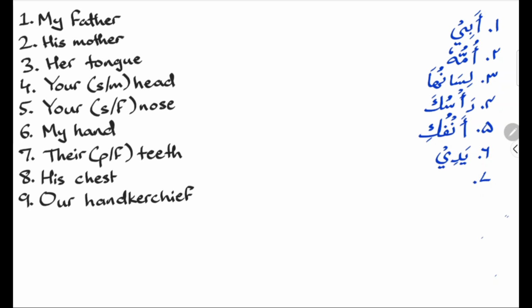Number 7. Their plural female teeth. Now tooth, which is singular in Arabic, is sinnun, and the plural for that, meaning teeth, is asnanun. Their plural female in Arabic is hum. So asnanuhum. Number 8. His chest. Chest in Arabic is sadr. And his is he or who. So sadruhu.